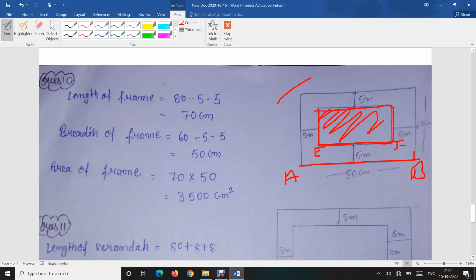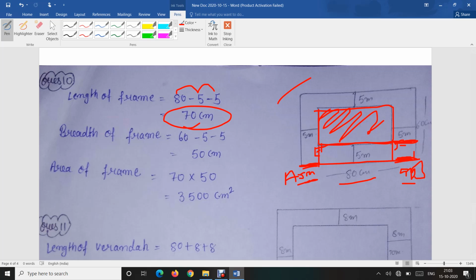For that you can subtract. It is 5 meters, so you have to subtract this 5 meter. That means you have to remove this portion and this portion from here. This is 5 meter and this is also 5 meter. So you subtract this 5 meter and also this 5 meter from 80. So 80 minus 5 minus 5 gives 70 centimeter.